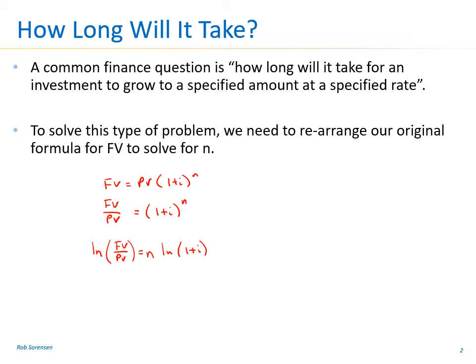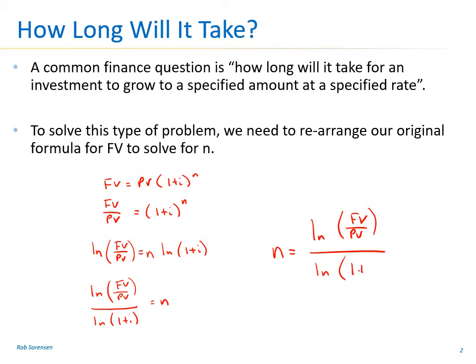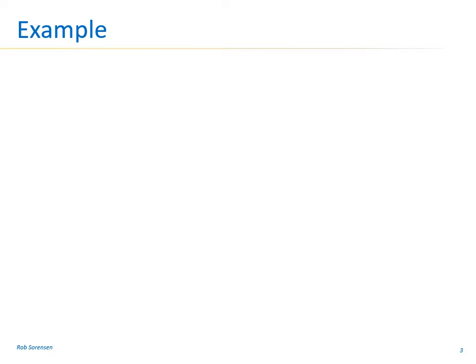That's exactly what we want, because now we can just go ahead and divide both sides by the log of 1 plus i. And that leaves n all by itself. And then we'll flip it left to right, and then we'll have our formula that we want to write down and remember. So n is the log of future value over present value divided by the log of 1 plus i. All right. So once we've got that, we're good to go, right? So that's what we want. Let's have a look at it.